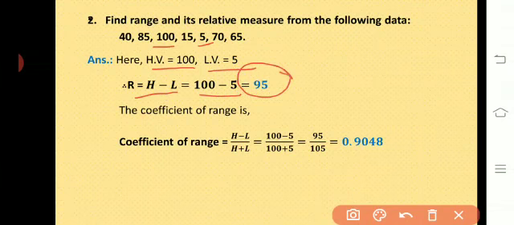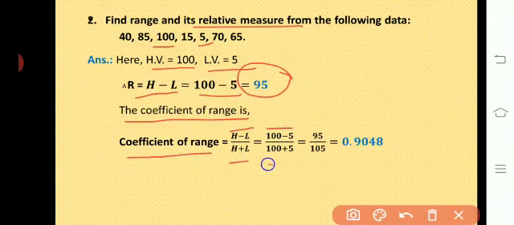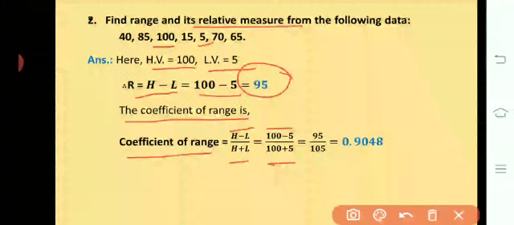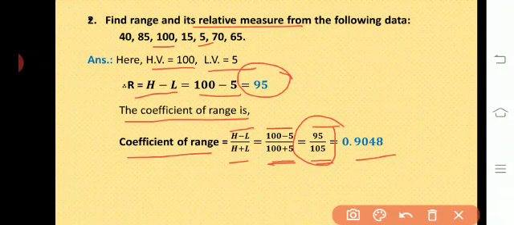Then the relative measure of range is the coefficient of range, and we have to calculate that also. The coefficient of range is equal to H minus L divided by H plus L. Put the values of H and L: 100 minus 5 divided by 100 plus 5, which is 95 divided by 105. After simplification, you will get 0.9048. So these are the examples on range and coefficient of range.